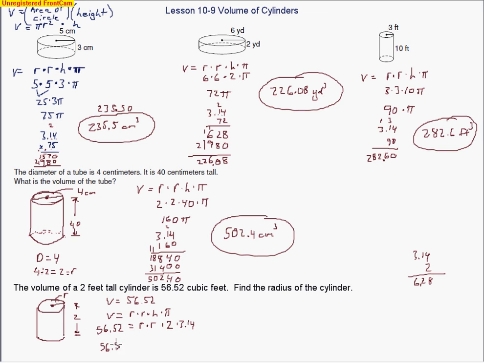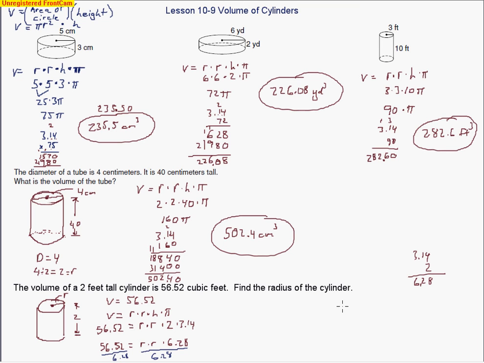So now my formula looks like this. 56.52 equals the radius times the radius times 6.28. So now I'm going to do some division. I need to isolate these two r's. So I'm going to divide by 6.28 on both sides.